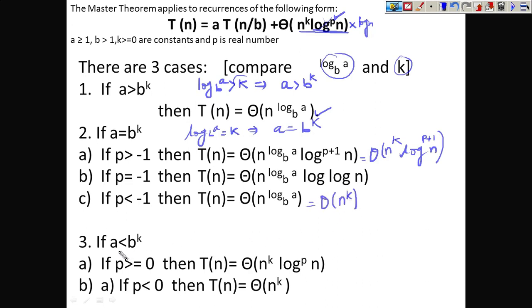In the third scenario, when a is less than b power k, we have already discussed that in that case this term will be dominating. So we have the answer n power k. But if p is less than 0, you just ignore this term. If it is more than or equal to 0, you simply take whatever function is given to you as your answer. So this is how you can memorize all these results. Now we will take some examples and see how we can use these standard results to get the running time.